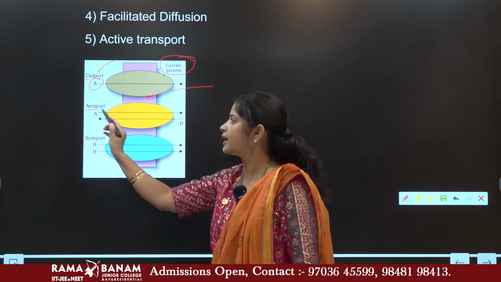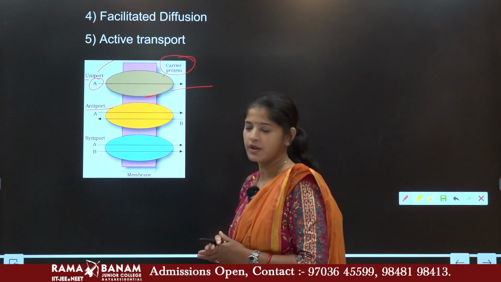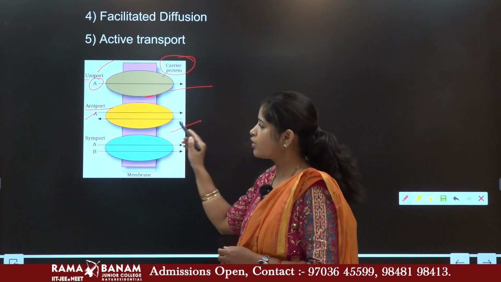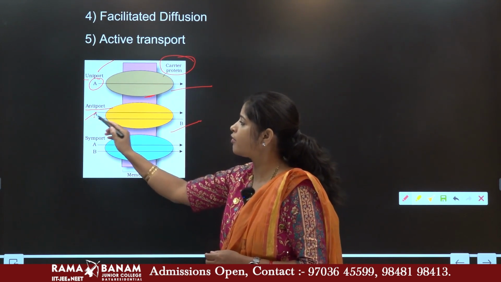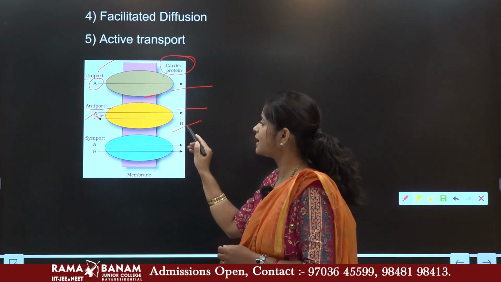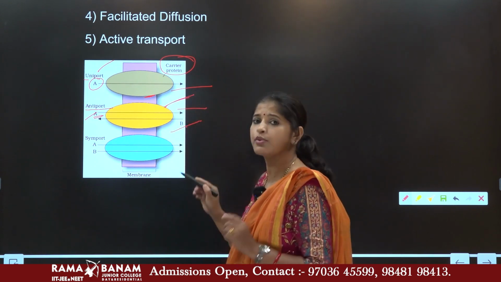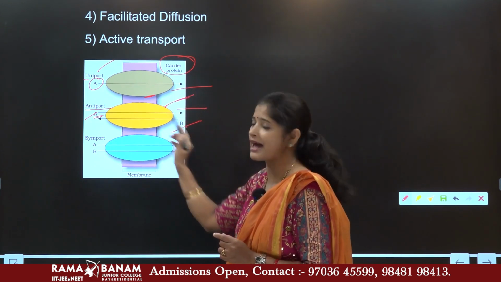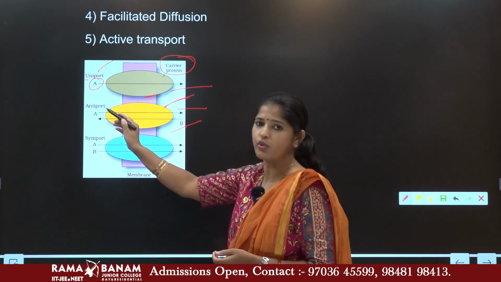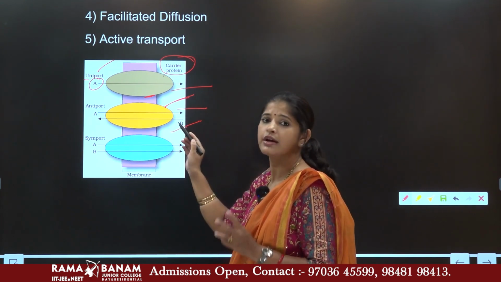Now, we need to look at antiport. What is the meaning of antiport? Anti means against. Two molecules are there, student, one is A and another is B. You can see molecule A is moving from outer to inner, and B is moving from inner to outer. So, two molecules are both attached to this carrier protein, but they are moving in different directions. So, what is the word given? It is antiport. Two molecules are transported at the same time, but the direction is different.